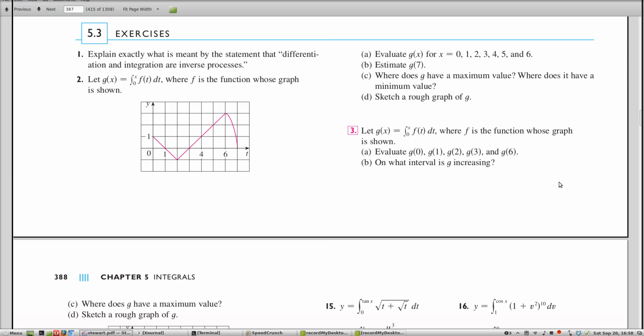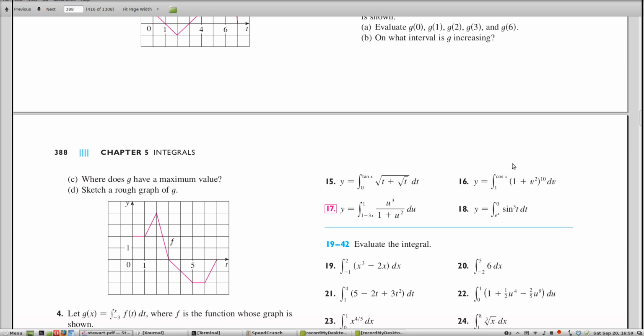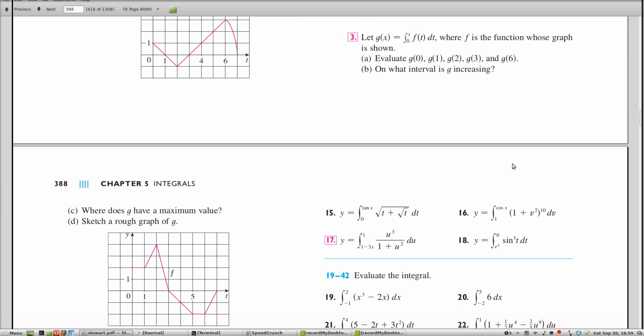Okay, so this is the section on the definite integral, and so there are going to be a lot of questions about this g of x thing. Evaluate g, where f is the function whose graph is shown. So where do they show this graph? Right here. So number 3 is something that you definitely need to be able to do. This was on the homework.